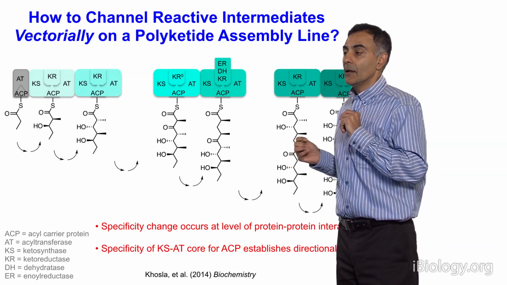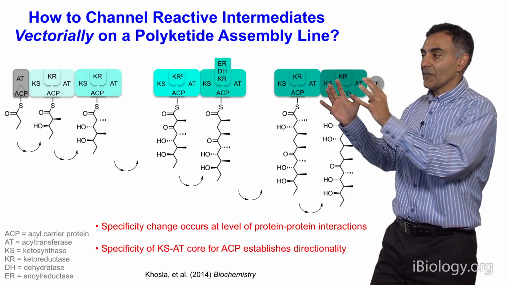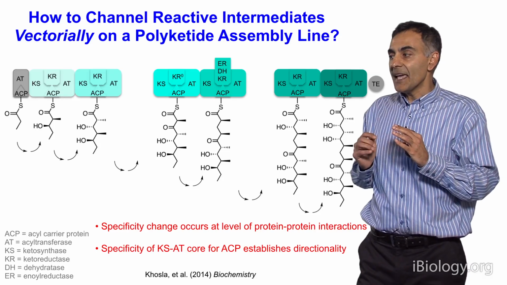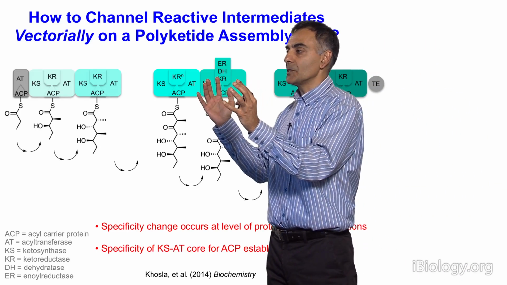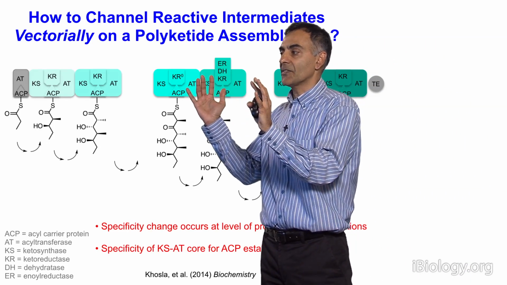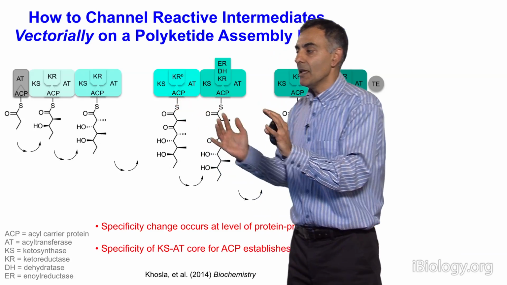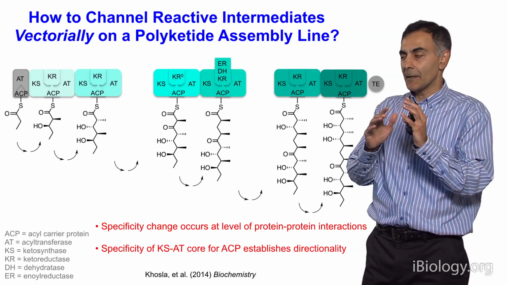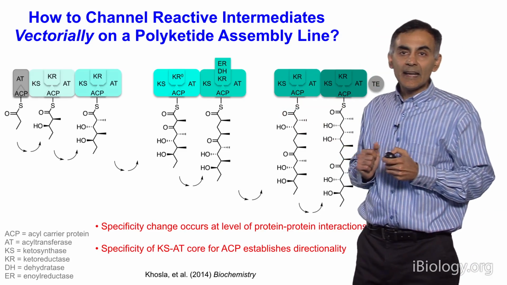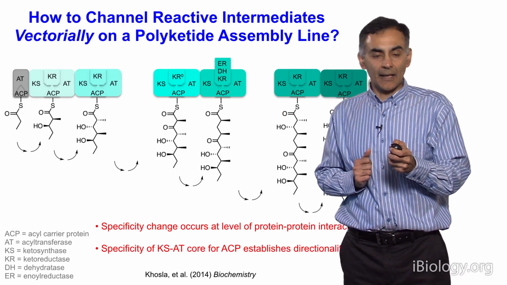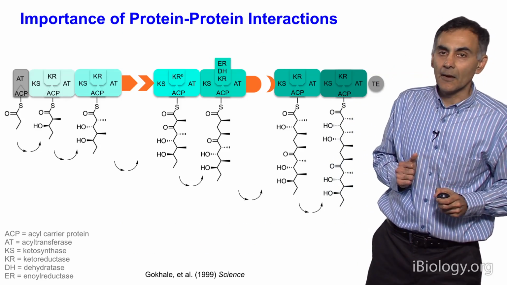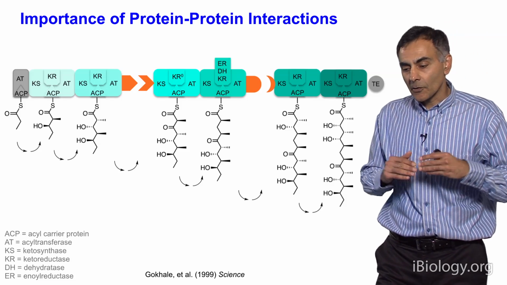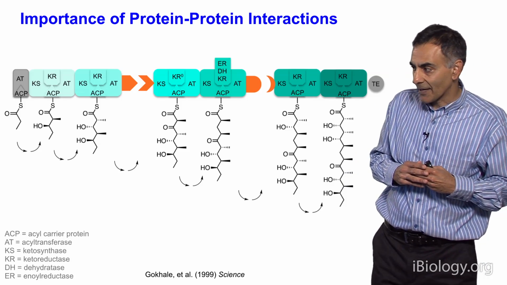And the second hypothesis that helps us think about assembly line vectorial biochemistry is that this core of the protein that exists in each module, this KS and AT, has specificity for the acyl carrier protein in an interesting way that leads to establishing directionality. Bear with me if that's not clear. Let me first start by giving you some background on the relevance of protein-protein interactions.